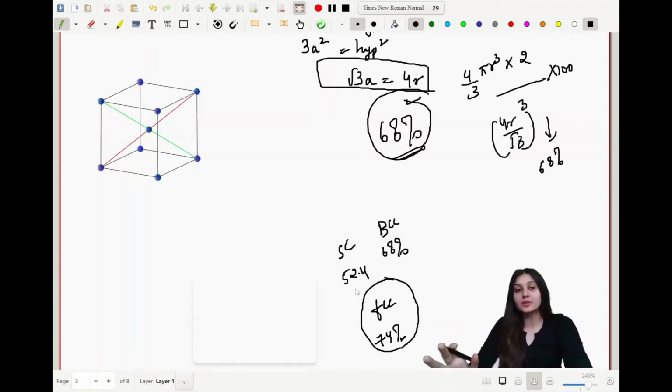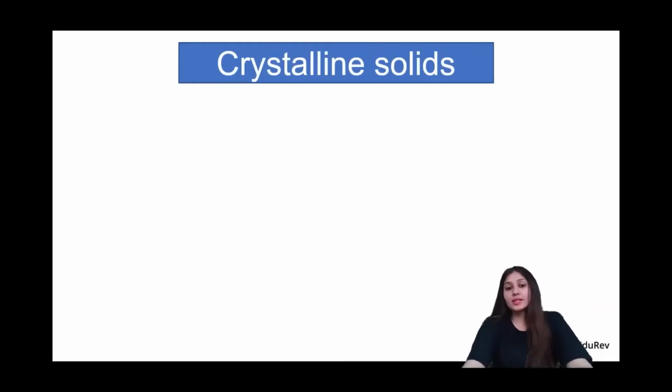and that was the point of this video, to understand the packing efficiency of all these three, to establish a relationship between A and R, which will of course be used for the formulas later on. So what we know as of now is that in crystalline solids, everything should be very perfect. The arrangement of constituent particles, which can be atoms, molecules, and ions, should be perfect, right?